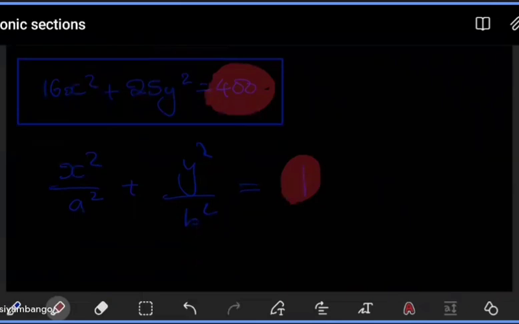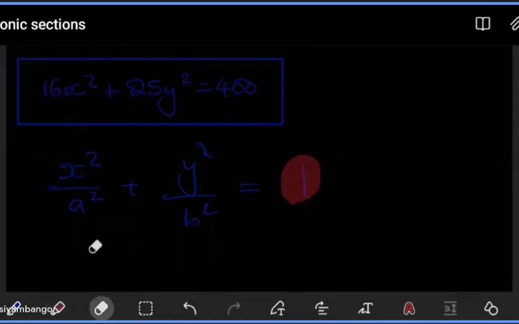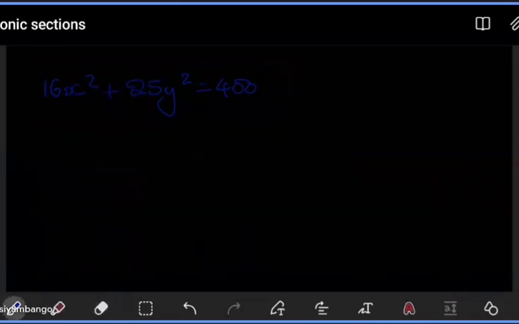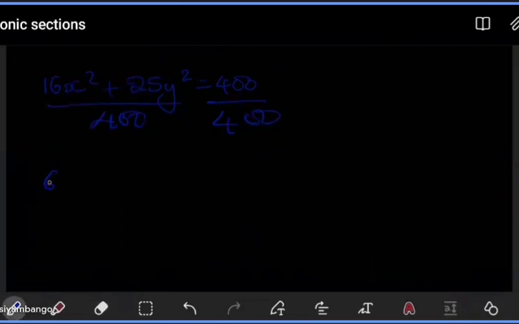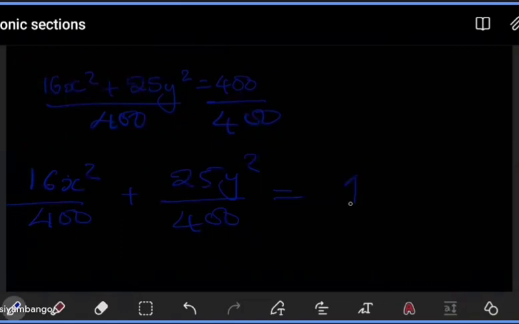Well, the first thing you start by focusing on is the right-hand side. Make this a 1. To make this a 1, you have to divide through by 400. So what you do to the right, do to the left. So I'll divide both sides by 400. On the left, it just means that each term must be divided by 400. On the right, it's 400 over 400, that is a 1. Well, that's one problem solved.